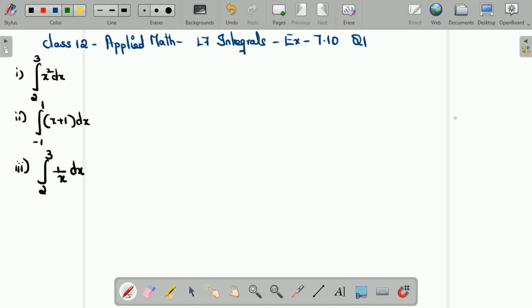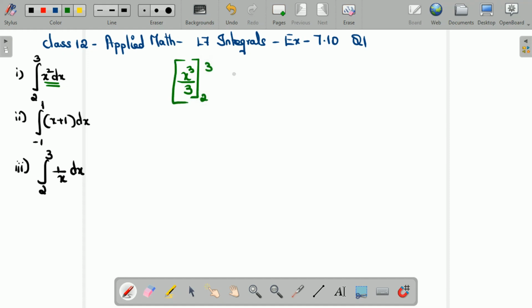In this video, let's find the solution for the first question in exercise 7.10. So let's look at the first sum. It is the integral from 2 to 3 of x squared dx. First let's integrate x squared dx. So we will be getting x cubed by 3. Now I need to apply the limits 2 to 3.